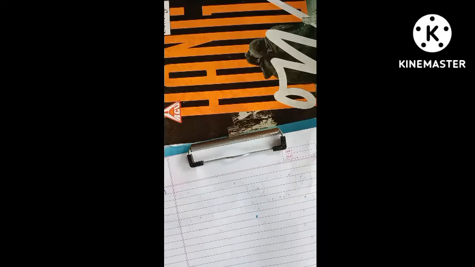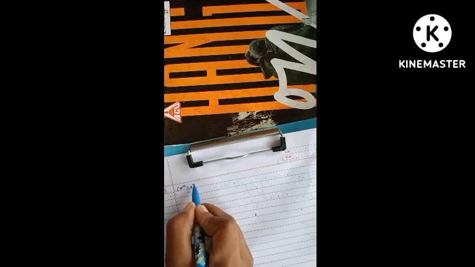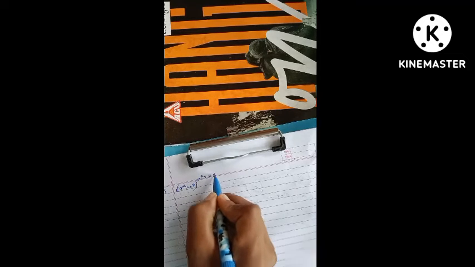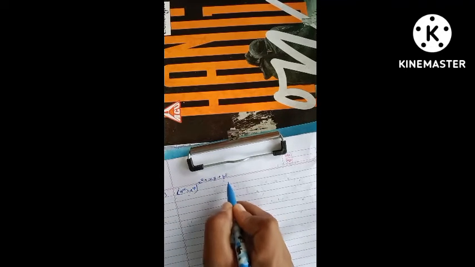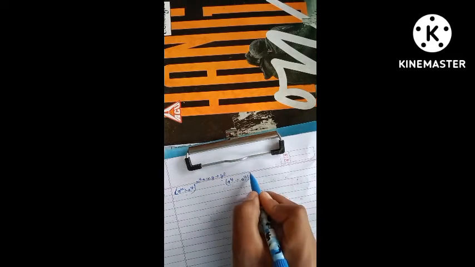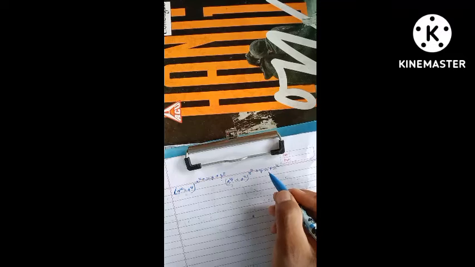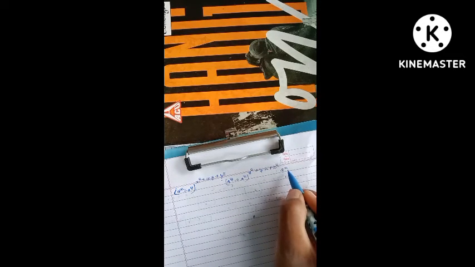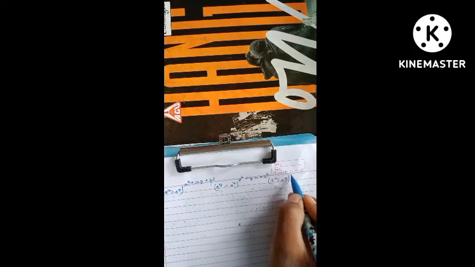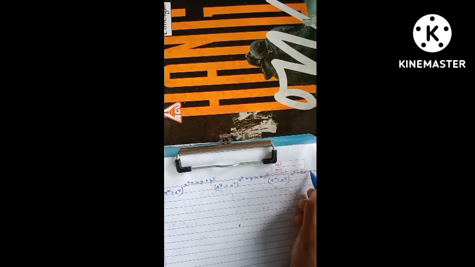Similarly, part c also. The question is: a to the power x divided by a to the power y, whole power x square plus xy plus y square, multiplied by a to the power y divided by a to the power z, whole power y square plus yz plus z square, then a to the power z divided by a to the power x, whole power z square plus zx plus x square.